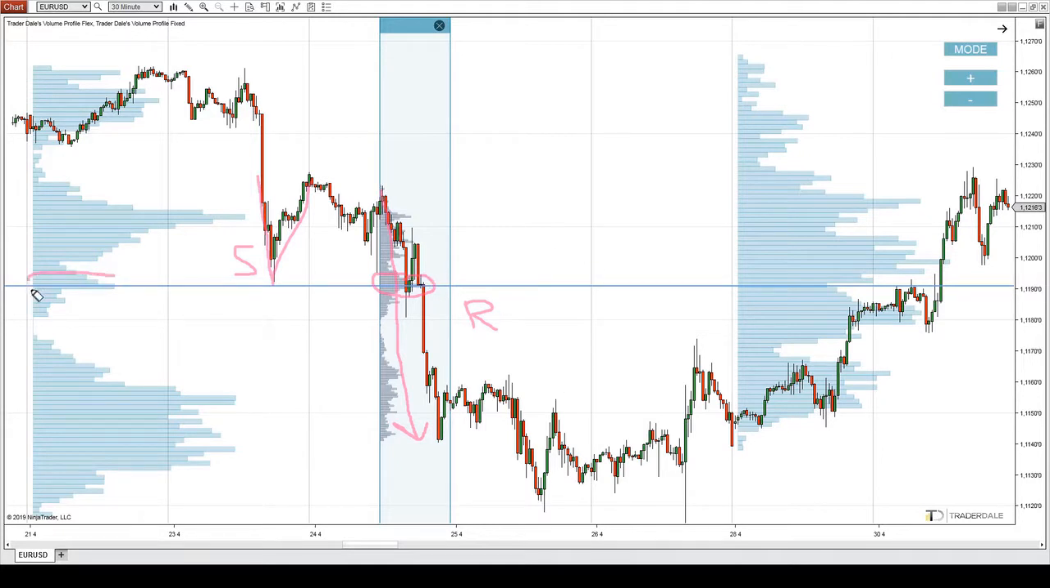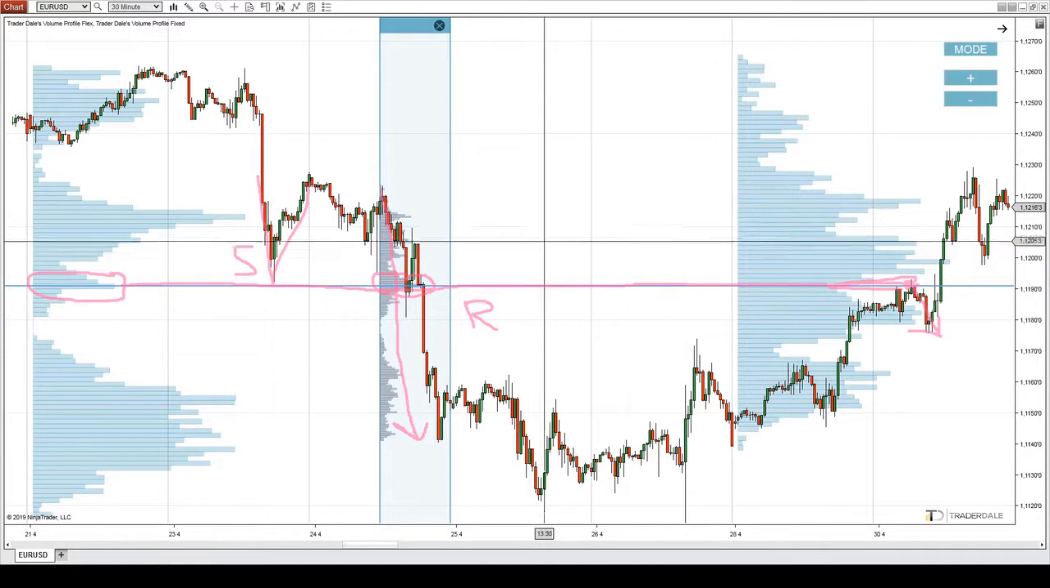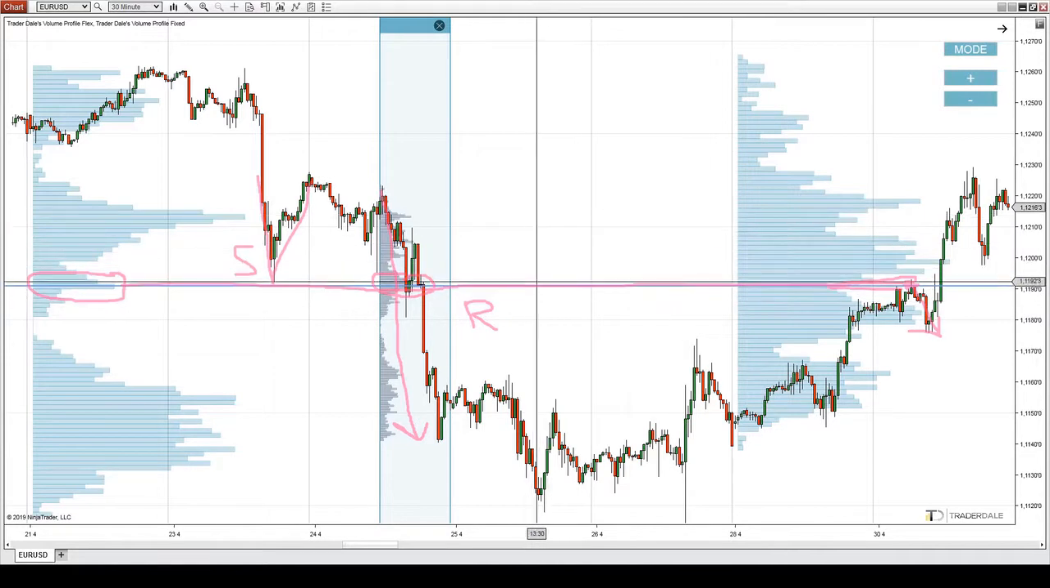Also, the level is quite nicely visible on the weekly profile, and this would be the reaction to the level. Around 16 pip reaction, which is more than enough for intraday trade to take profit from.